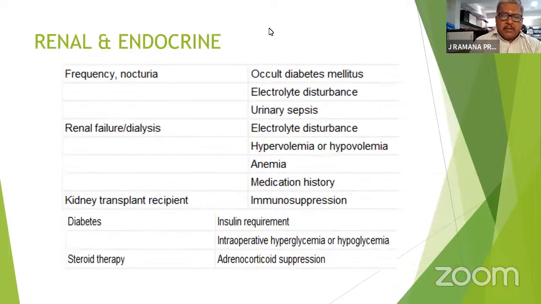History of frequency and nocturia, suspect occult diabetes mellitus. If there is a history of dialysis or renal failure, you should elicit any electrolyte disturbances, hypervolemia or hypovolemia. History of kidney transplant, suspect immunosuppression. If there is a history of juvenile diabetes, you should assess insulin requirement and intraoperative hyper and hypoglycemia. History of steroid therapy, suspect adrenocorticoid suppression.